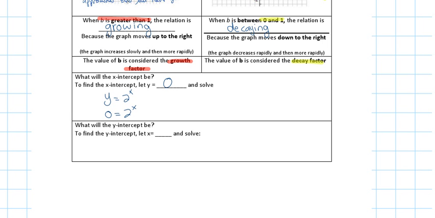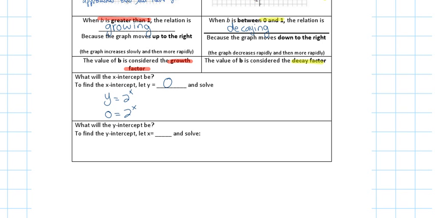Can I solve for x like this? No. So the only way I can solve for x is by doing guess and check. Okay? So if I want to do guess and check here, I'm going to have to plug in values for x. Okay? So give me a value for x.